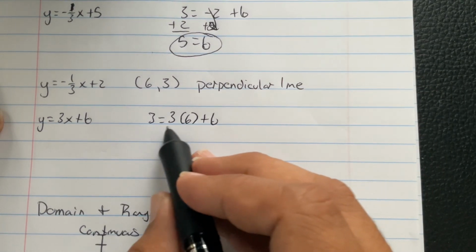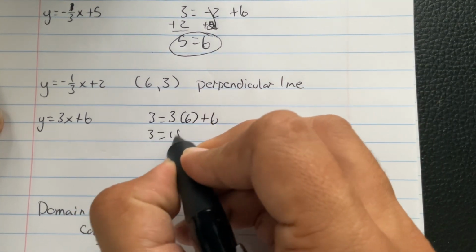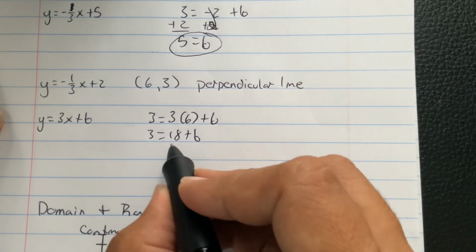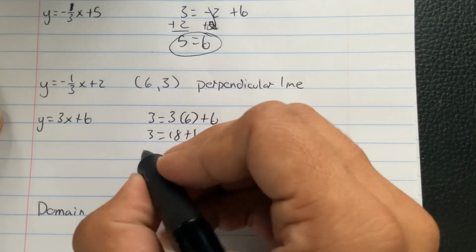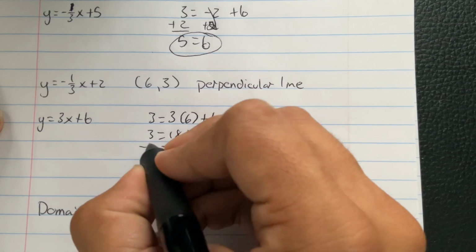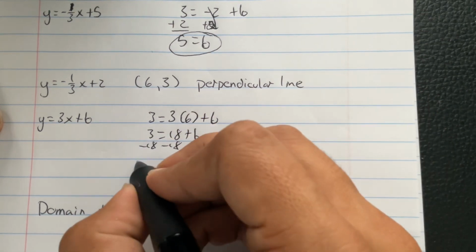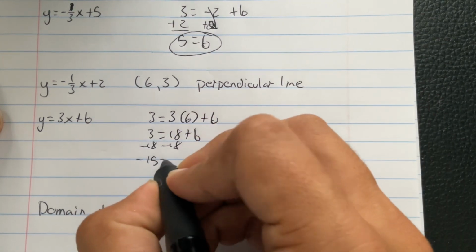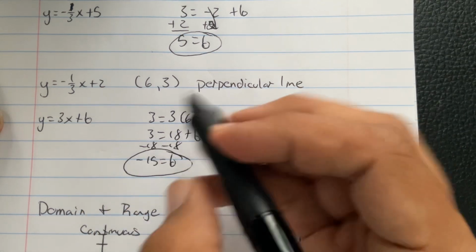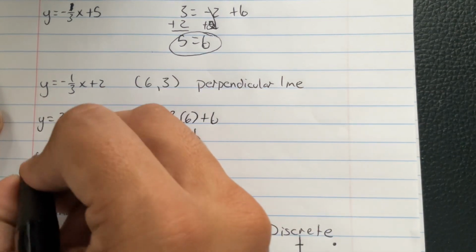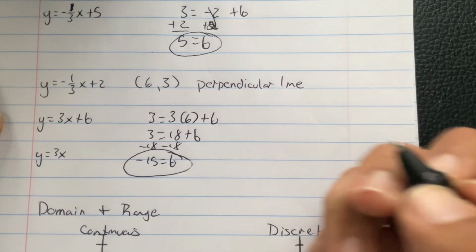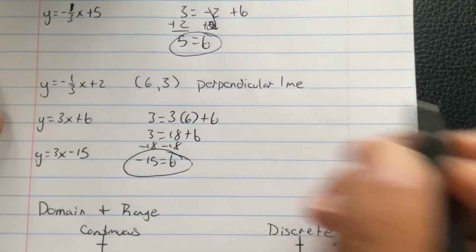3 equals 3 times 6 plus b. So that's going to be 3 equals 18 plus b. I'm going to subtract 18 on both sides, and I'm going to get negative 15 equals b. So now I know b, and I know the slope. So my final answer is that.